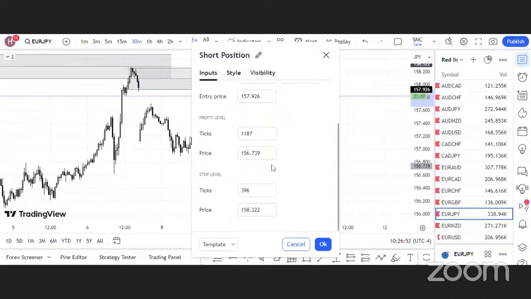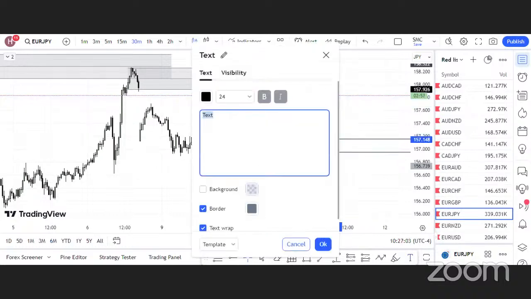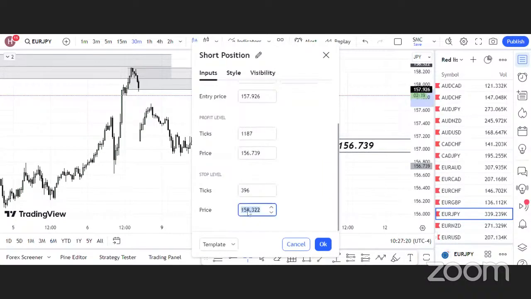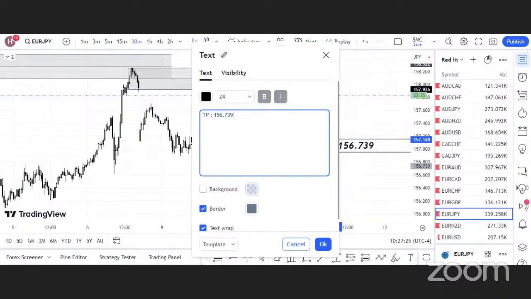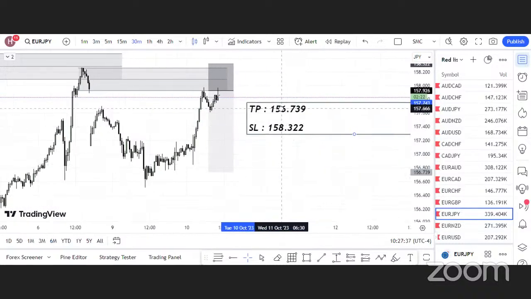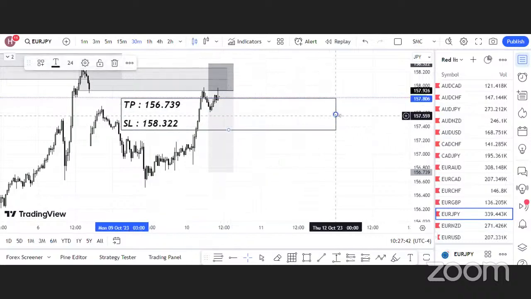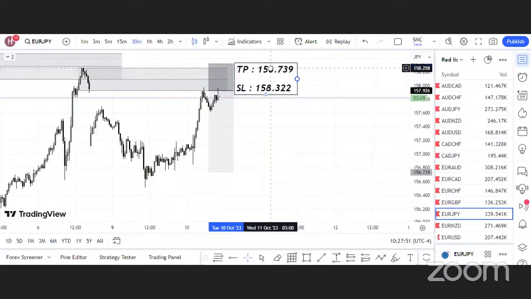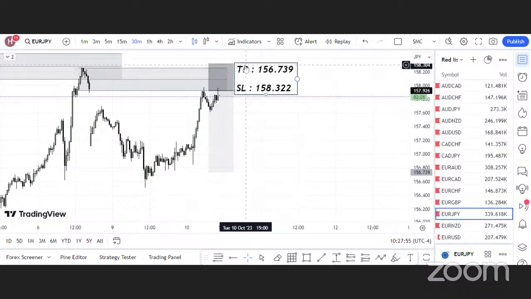So instead of just calling it out all the time, the take profit is 156, and the stop loss. Yes, so this is a lot better. If you want to take this trade, this is the stop loss and the take profit. Okay. If you want to take this trade right now, this is the take profit and this is the stop loss.